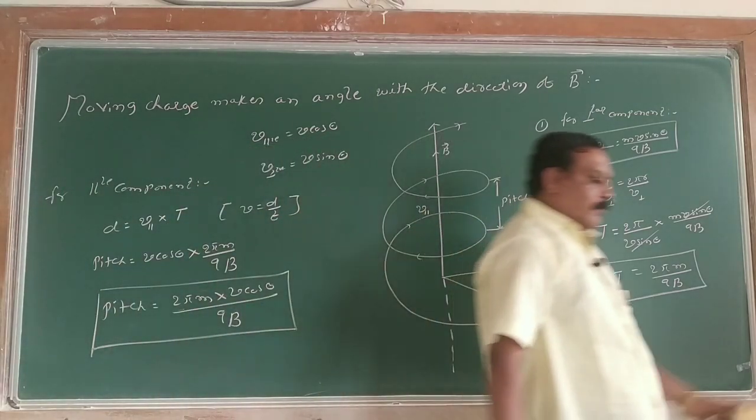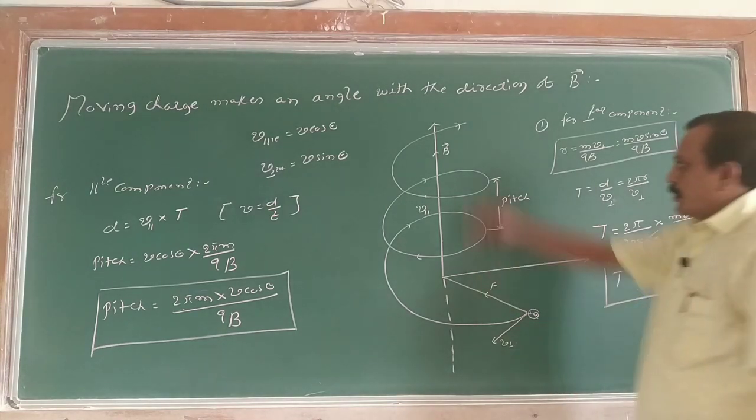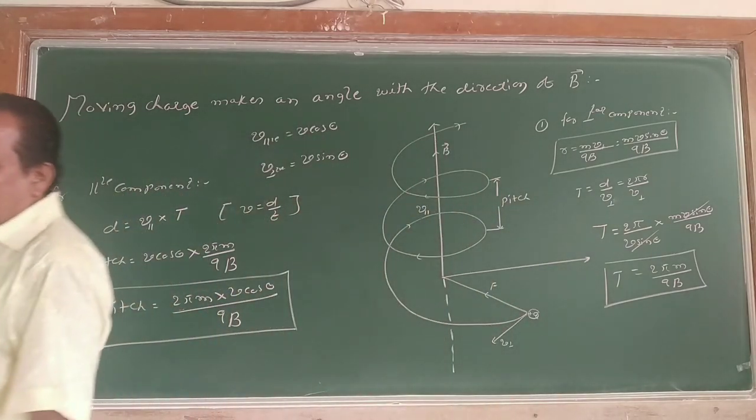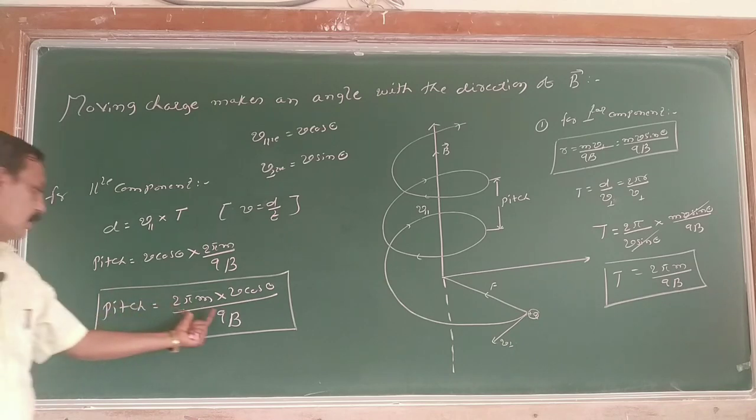Right? This is for a charged particle tracing a helical path. Which component is responsible? The parallel component makes the charged particle move along the direction of the magnetic field. That is the distance traveled during one complete rotation by the charge, the pitch. So v cos theta is the parallel component, and the time period T equals 2 pi m divided by qB.